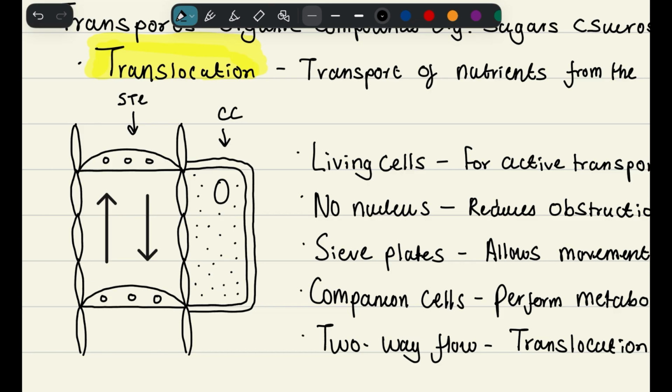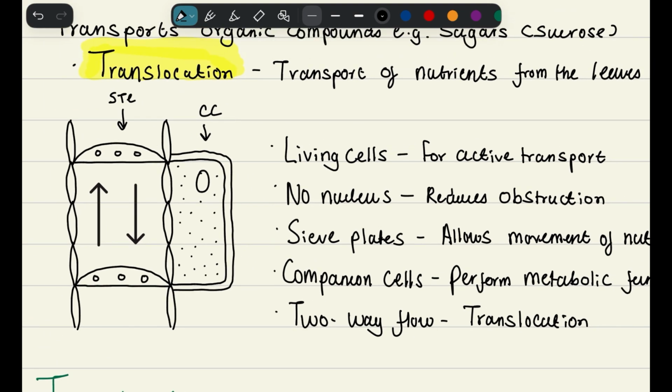What is really happening is that the sieve tube elements are where you have the nutrients flowing through, right? Your sieve tube elements, you can see here, have end plates, or sieve plates, and that allows movement of nutrients through. You can see as well by the arrows that there is a two-way flow. What's important about the sieve tube elements is they do not have organelles. They do not have a nucleus. It's literally just like a cytoplasm. That means there's no obstruction through the sieve tube element.